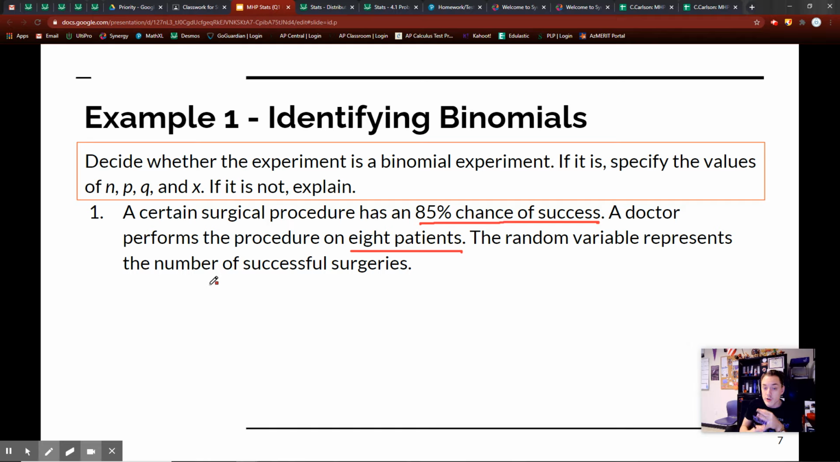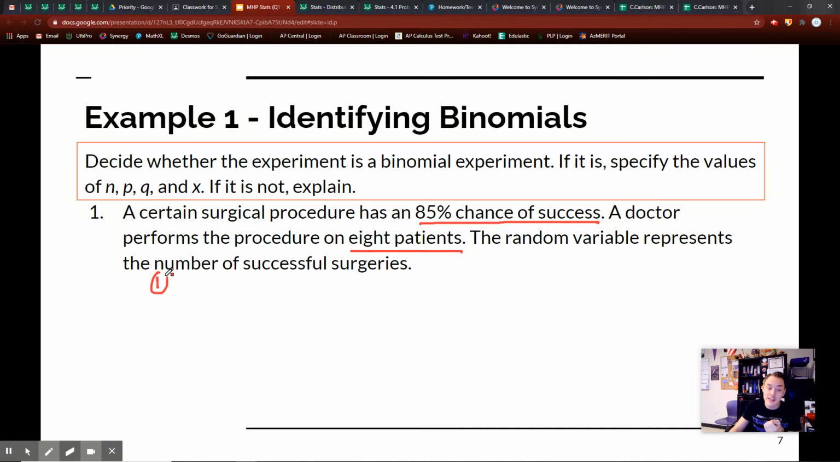Is there like one trial? Well, yeah, there's one thing that's actually the case, and that is just this certain surgical procedure. Now, I will have 8 patients, so that means 8 independent trials, okay? And then I have 2 outcomes. Is it either successful or is it failure?